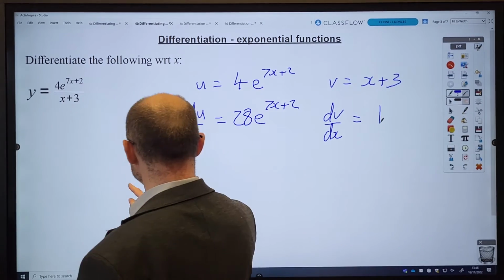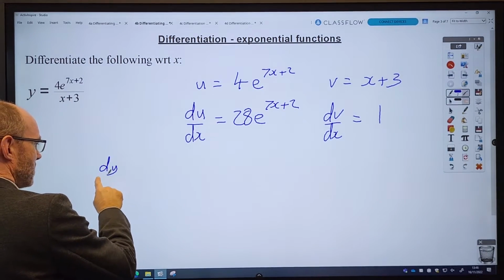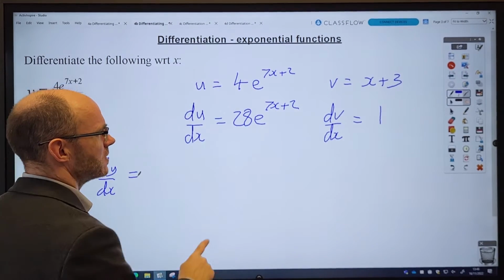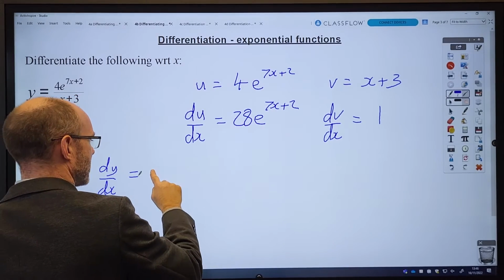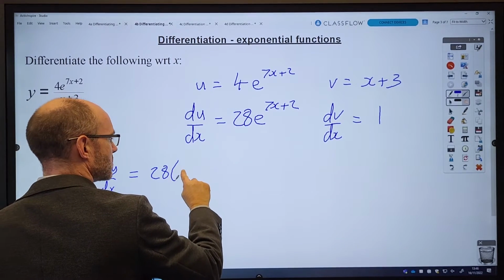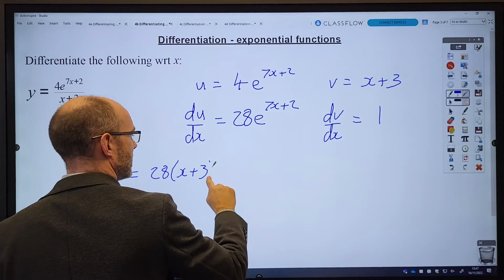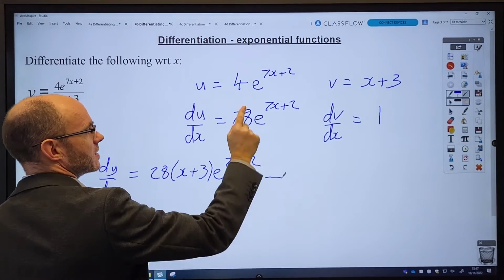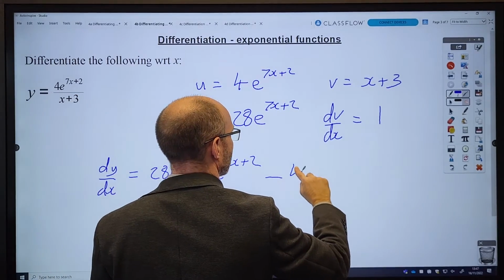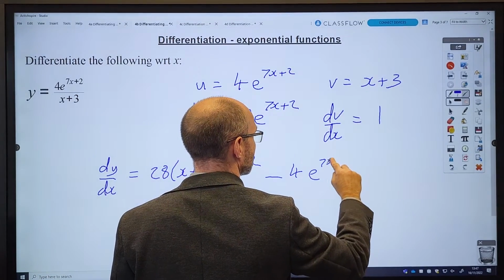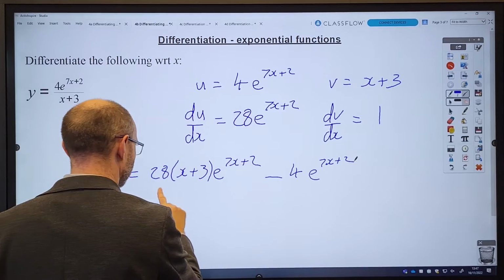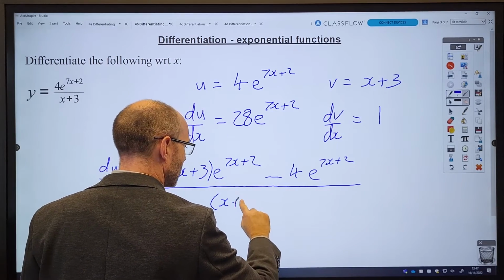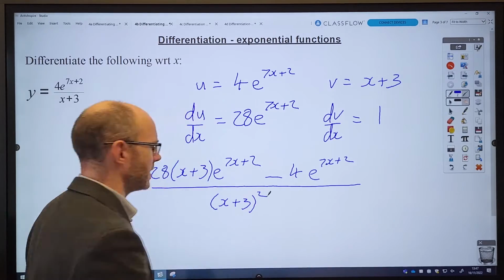So then we use the quotient rule formula. So dy/dx equals, you must get the order right, v du/dx first. So v du/dx, I'm going to write that as 28(x + 3)e^(7x+2), and then subtract u dv/dx, subtract that times that, 4e^(7x+2), and then all over v squared, (x + 3) squared. And that's it. That's that question done.